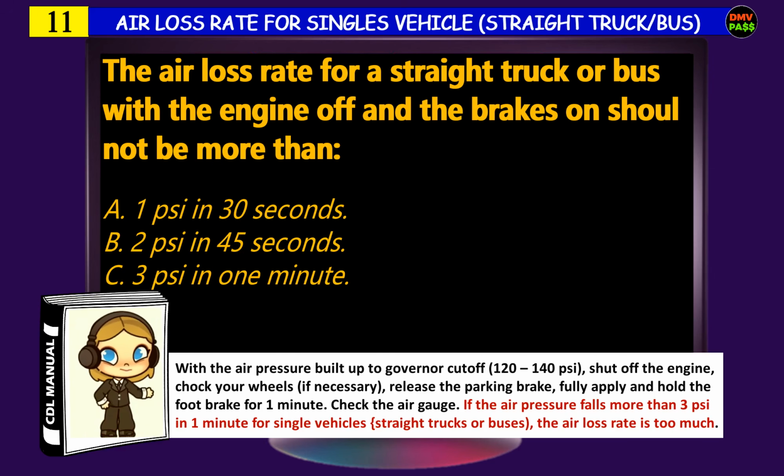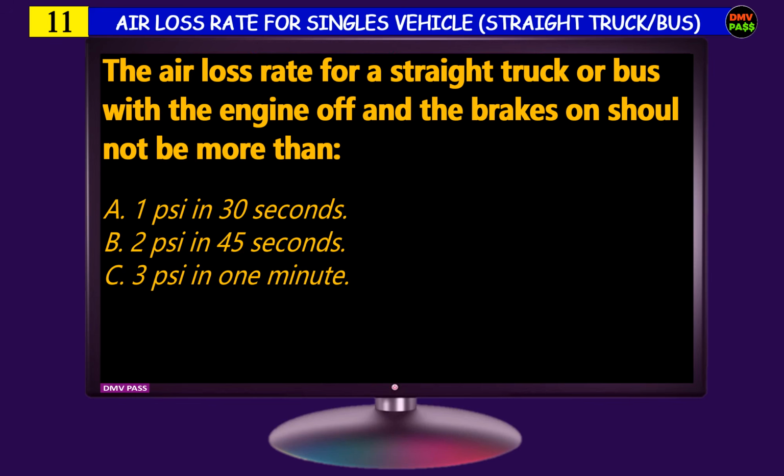Note: with the air pressure built up to governor cutoff, 120 to 140 psi, shut off the engine, chock your wheels if necessary, release the parking brake, fully apply and hold the foot brake for 1 minute, and check the air gauge. If the air pressure falls more than 3 psi in 1 minute for single vehicles like straight trucks or buses, the air loss rate is too much. So, the correct answer is C. 3 psi in 1 minute.